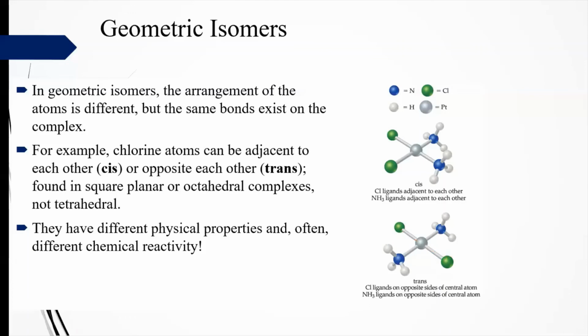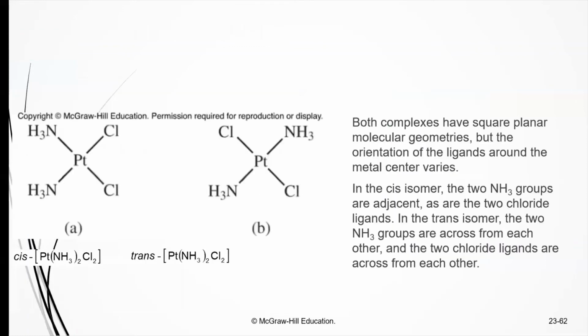This is very common in our octahedral complexes when we have them in that square planar arrangement. They can be either next to each other or across from each other. If you think about it, the angle between them is 90 degrees, whereas this one is 180 degrees. They have different physical properties, but they also have different chemical reactivities because of that change. So cis and trans can be very different from each other.